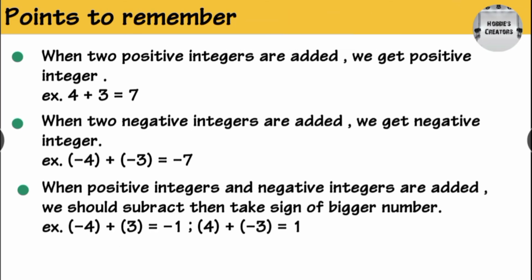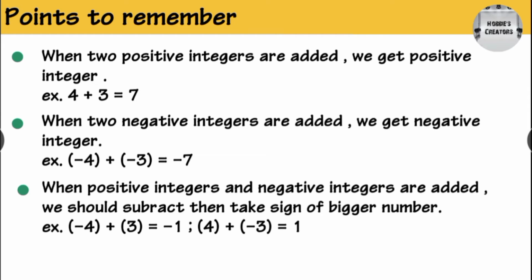Now we are going to see some points to remember. The first one: when two positive integers are added, we get a positive integer. For example, 4 plus 3 gives you 7, right? 4 plus 3 is nothing but 7. See in this example, before 3 we have a plus sign, but before 4 do we have any sign? No, we don't have any sign before 4. So what does it mean?